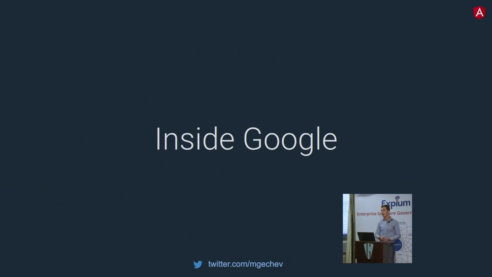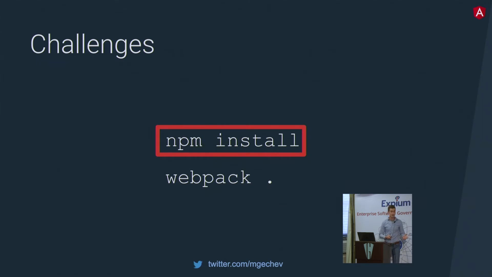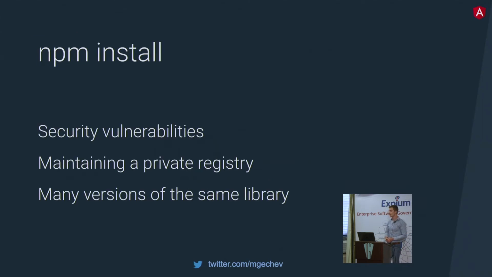Now, let us take a look at how we can achieve this with our tooling inside of Google. So first, npm install. This is something that we do not use internally. npm has some very inherent security vulnerabilities that Bill talked about earlier today. For example, last December, I believe, someone just published a package on npm, and a bunch of people started mining cryptocurrency. So it's not ideal.